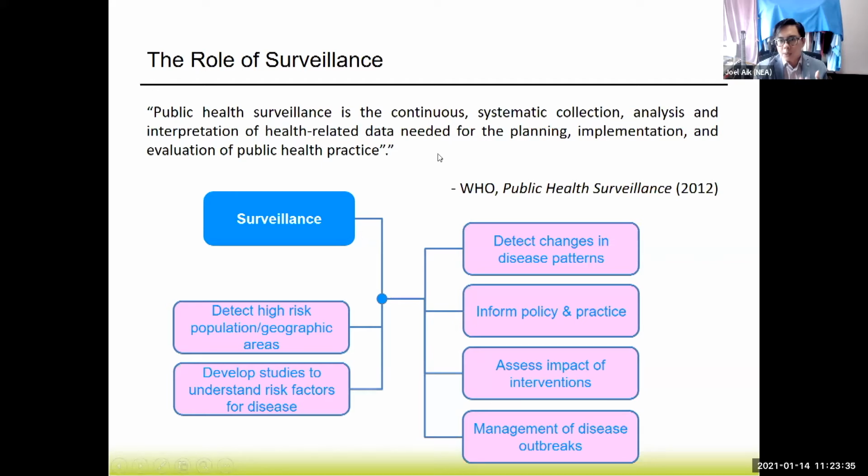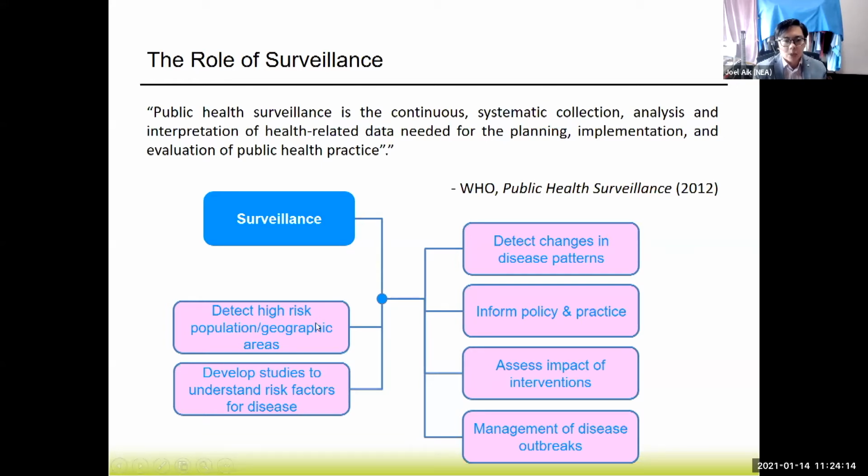So what does continuous mean? It refers to a continuous period. So you keep doing it. And surveillance is also about systematic collection of data, meaning we don't randomly or haphazardly collect information. We collect it systematically. And then when we've collected it, we analyze it, and then we interpret it. And why do we do these things? Because this is needed for advanced planning, for the implementation of policy and practice, and also for the evaluation of public health practice.